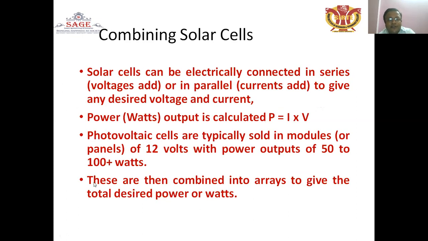Solar cells can be electrically connected in series, where voltages add, or in parallel, where currents add, to give any desired voltage and current. Power in watts is calculated as P equals I times V. Photovoltaic cells are typically sold in modules or panels of 12 volts with power outputs of 50 to 100 watts. These are then combined into arrays to give the total desired power.